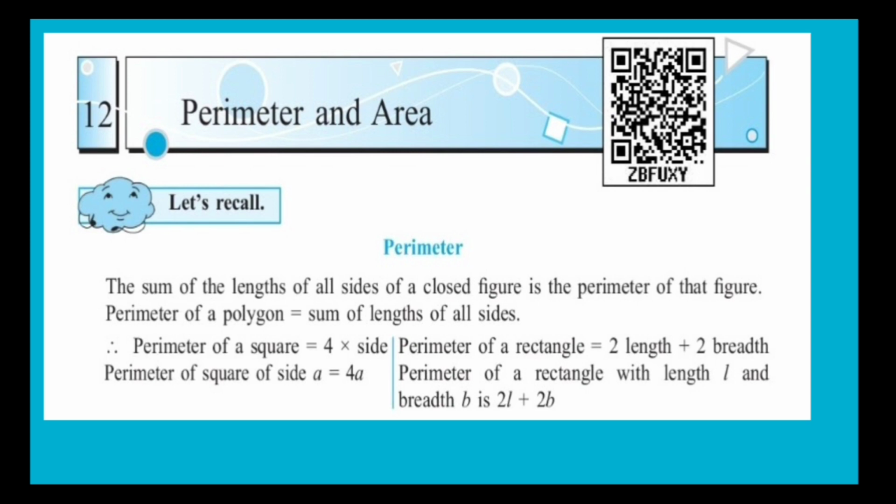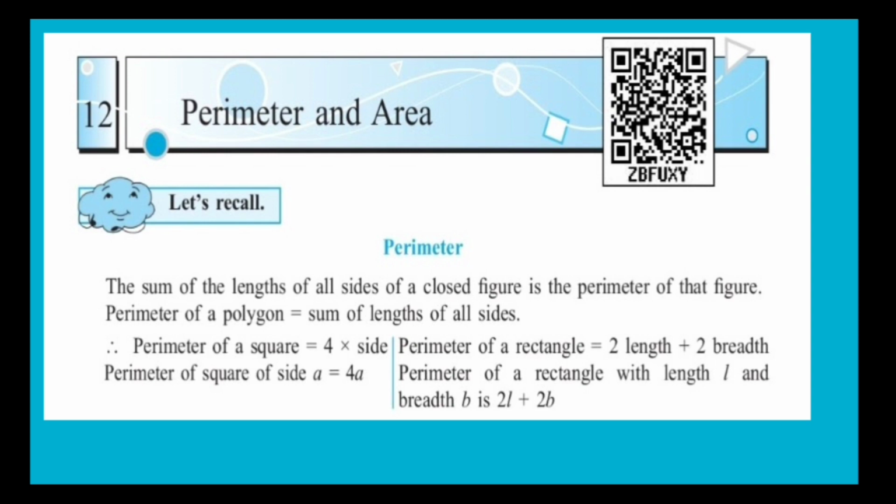Perimeter of a polygon is equal to the sum of lengths of all sides. Perimeter of a square is 4 multiplied by side. So if a square has side A, its perimeter will be equal to 4A. And the perimeter of a rectangle is equal to 2 length plus 2 breadth. This is the formula for the perimeter of a rectangle. So the perimeter of a rectangle with length L and breadth B is 2L plus 2B.